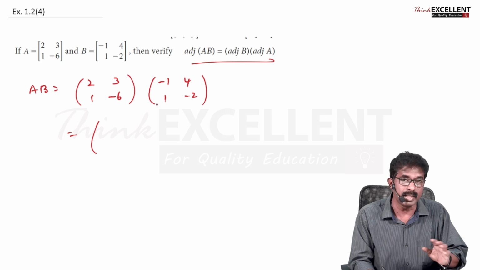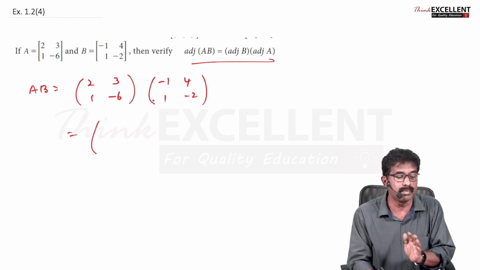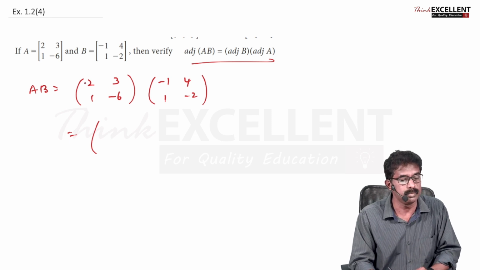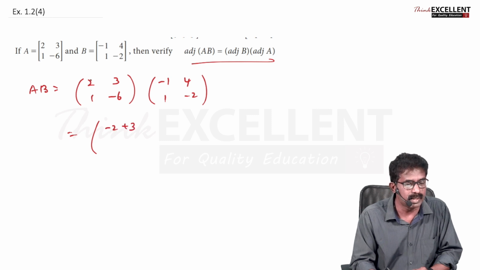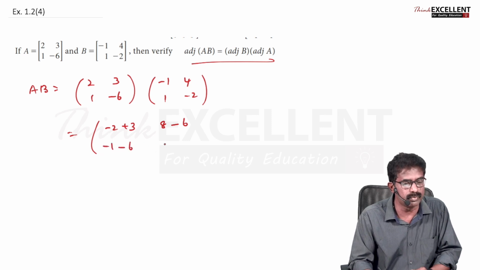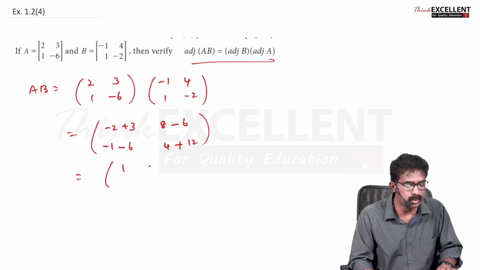Row by column. Do very carefully. Sometimes carelessly you multiply term by term. So don't do that, do it very carefully. Row by column. 2 into minus 1, minus 2, 3 into 1, 3. First row, second column, 2 into 4, 8, 3 into minus 2, minus 6, right? Now come to the second row, first column, 1 into minus 1, minus 1, minus 6. Second row, second column, 1 into 4, 4, minus minus plus, 6 2s are 12. So what answer are you getting? You are getting here 1, 2, minus 7, 16, right?